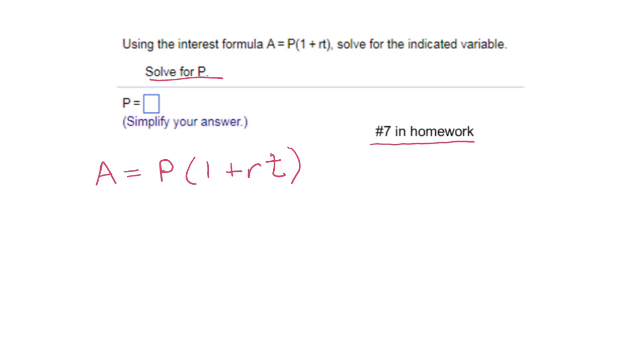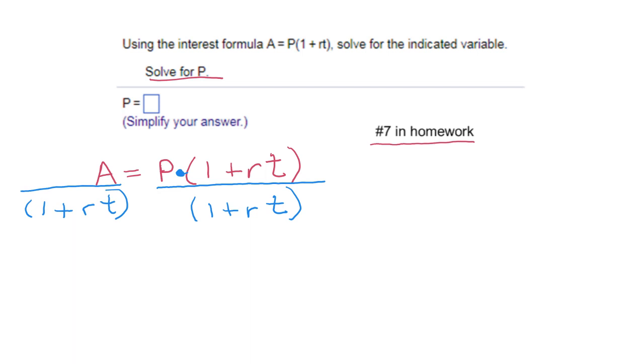So you have to remember this is P times something in parentheses. And you can just think of the set of parentheses as just some number. So if you had a number times P, to get P by itself, we would have to divide by that number. So what we're essentially doing is we're going to divide by whatever's with P. And we're going to leave it in parentheses, just like that. What we do to one side of our equation, we have to do to the opposite side. So remember, we're dividing by 1 plus RT.